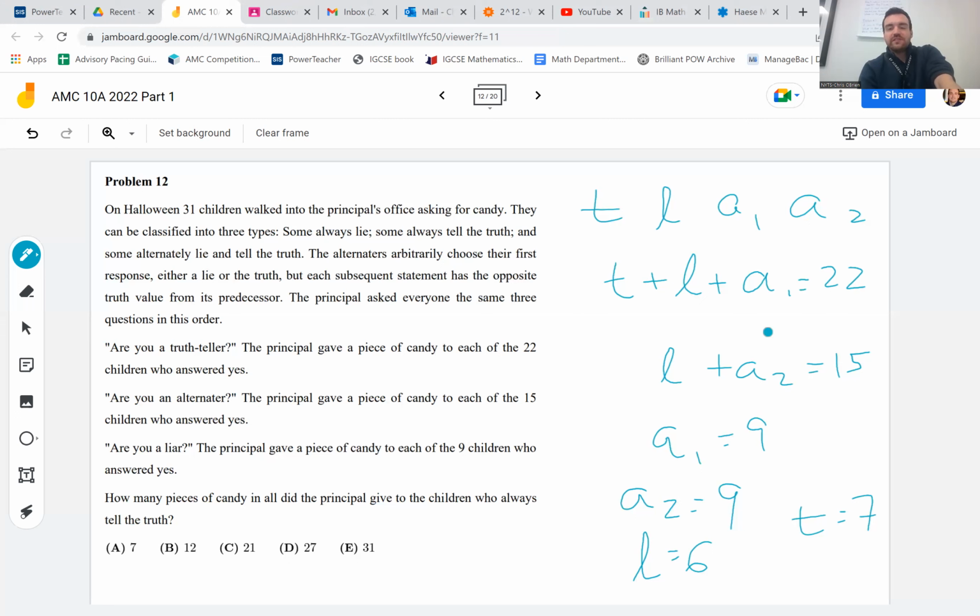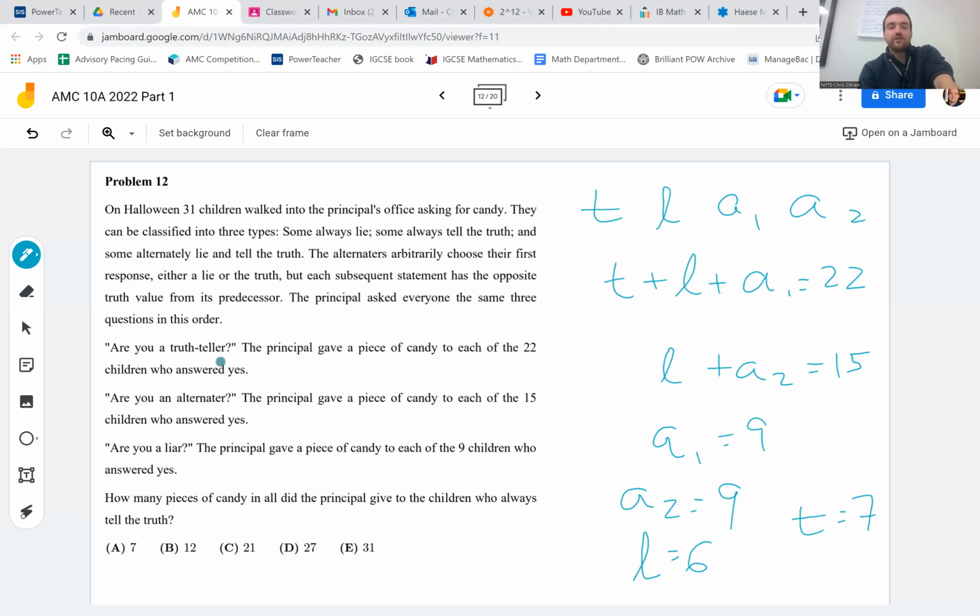Okay, so as you can see, I've already written my work out, so I didn't feel like erasing it. I'll just explain what I did. I came up with 4 variables to represent these different groups. T represents the number of students who always tell the truth. L is the number of students who always lie. A1 is the alternators who start by saying yes to the first question. And A2 is the number who start by saying no to the first question.